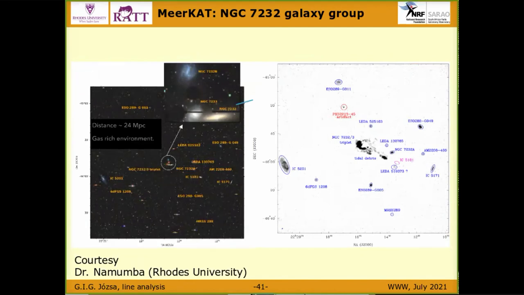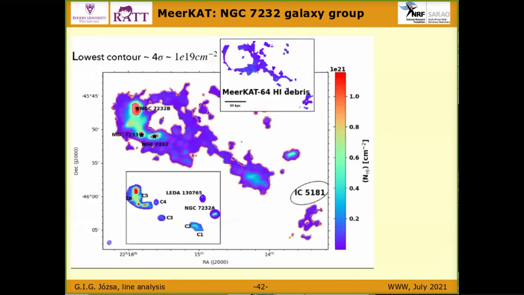Then, as I said, there are large groups also, or large entities, and this is showing NGC 7232, investigated by my colleague Dr. Namumba. What we see with the increasing sensitivity now is more and more intergalactic gas. So we're seeing the results of interactions of these galaxies, and the fate of this gas will basically determine what happens to the galaxies, how the galaxies will evolve in these galaxy groups and in the future. This is a blow up of this region. This large envelope of gas hasn't been seen before in this galaxy group.